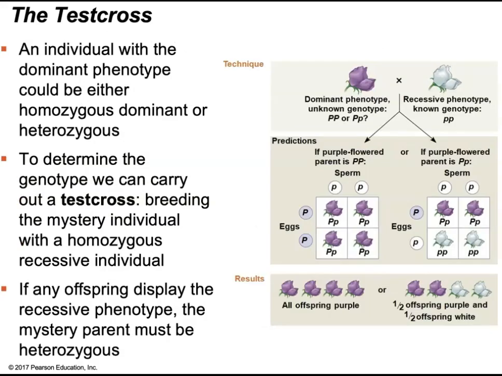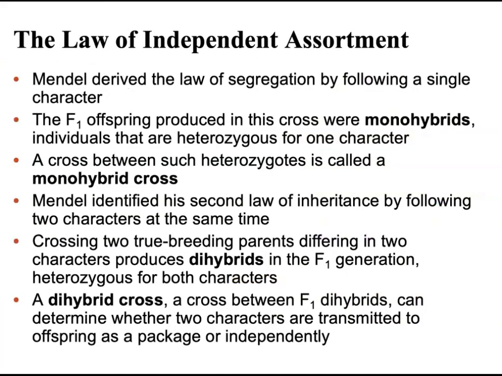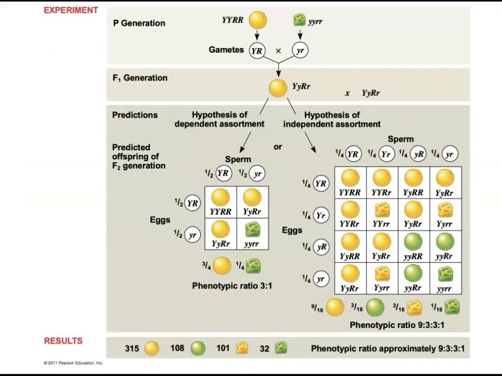Mendel identified his second law of inheritance by following two characters at the same time. We see this Punnett square has 16 squares instead of 4. Let's look closer at this example. We begin with two different true breeders. The dominant true breeder is yellow and smooth. It is homozygous dominant for color. Yellow here is dominant, denoted by the big Y, and homozygous dominant for texture. Smooth is dominant here, denoted by big R.